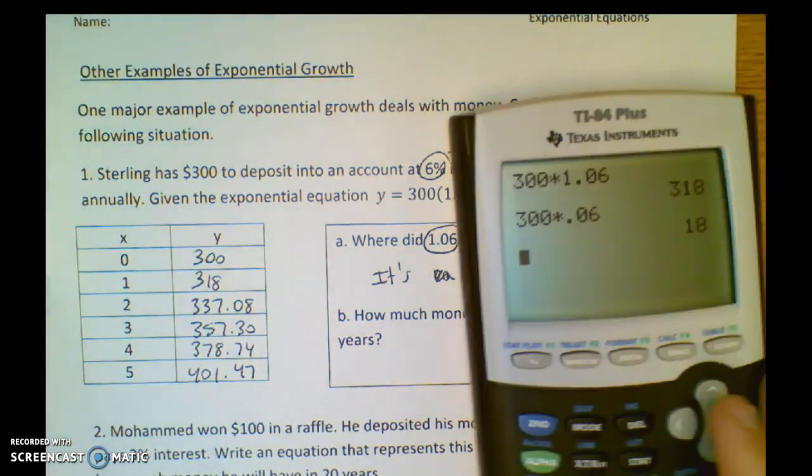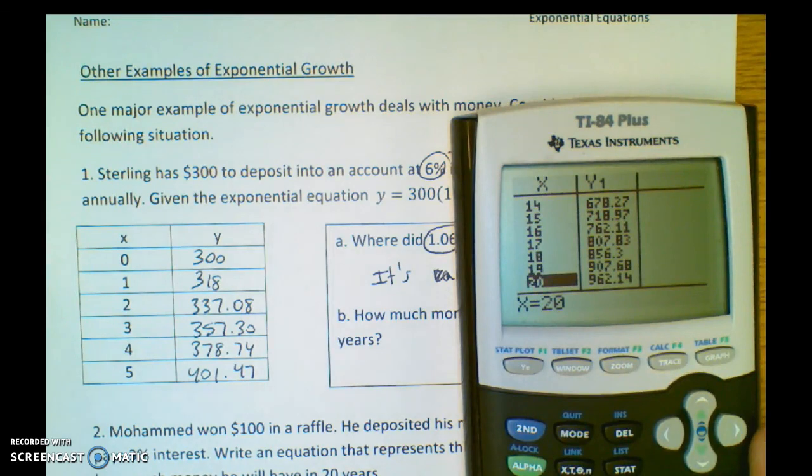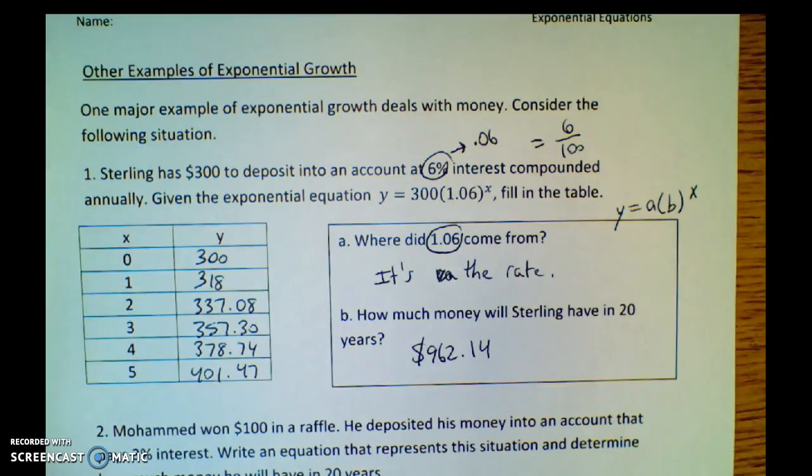So how much money will Sterling have in 20 years? We can use our table for that, or the equation. In 20 years, he'll have $962.14. So now try that bottom question on your own.